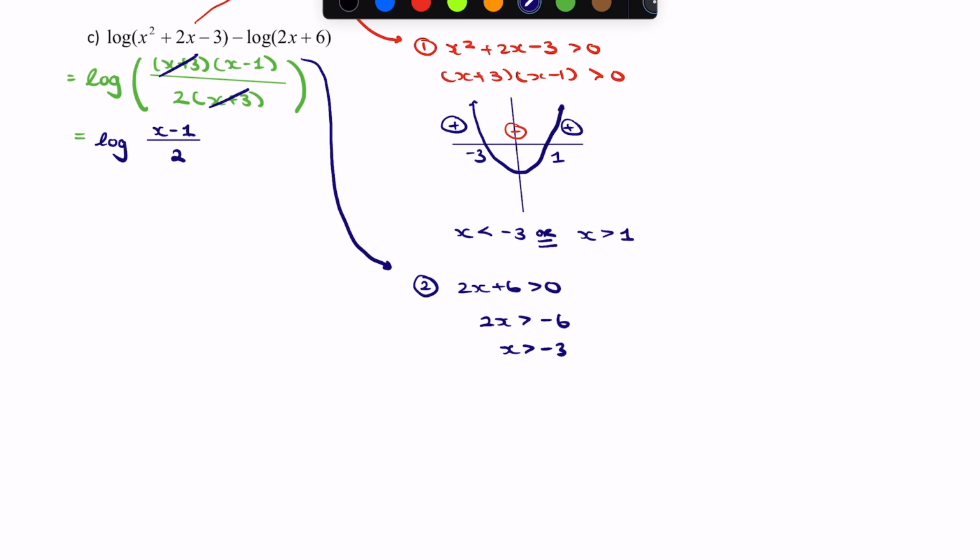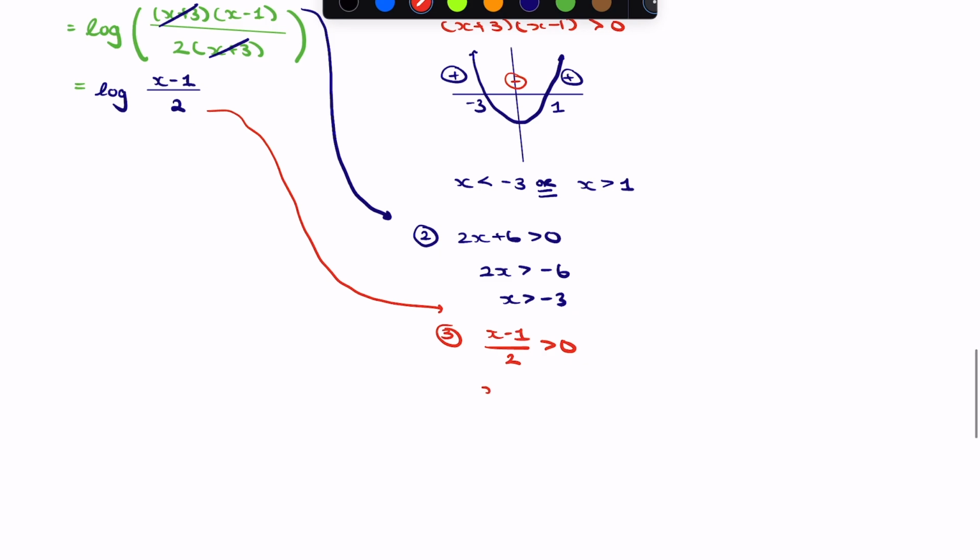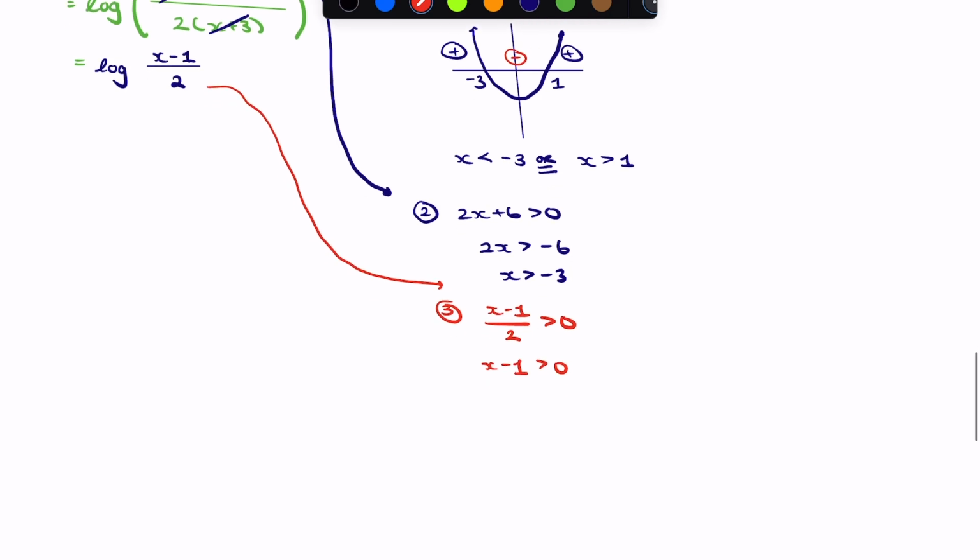Here, our third restriction. So x minus 1 over 2 has to be greater than 0. Minus 1 has to be greater than 0, and x has to be greater than 1.